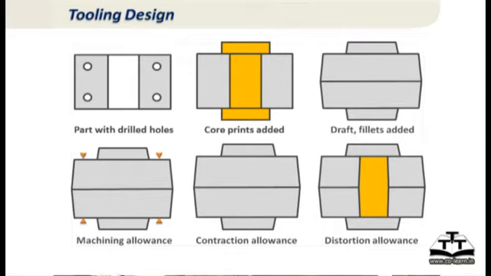And finally, the casting may distort. Maybe the core will swell, or the reverse. So you are going to apply the distortion allowance in the reverse direction, so that after distortion it comes to the shape which you want. So now let's look at these steps in a little more detail.